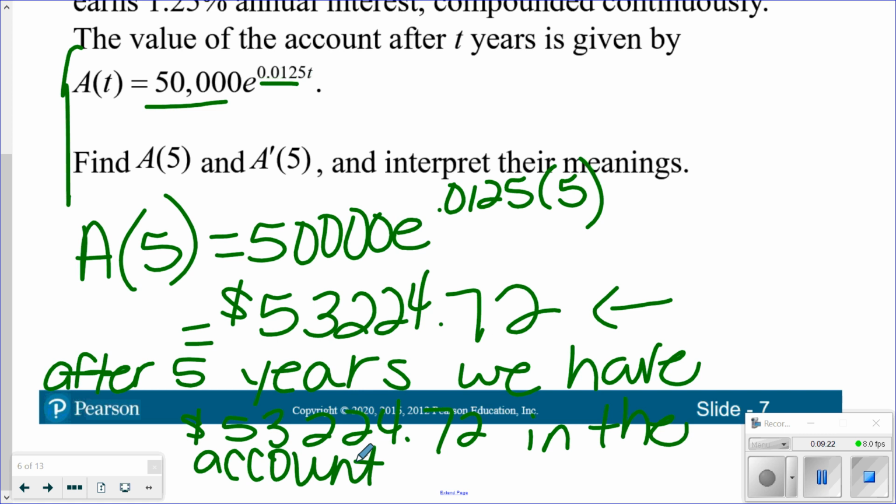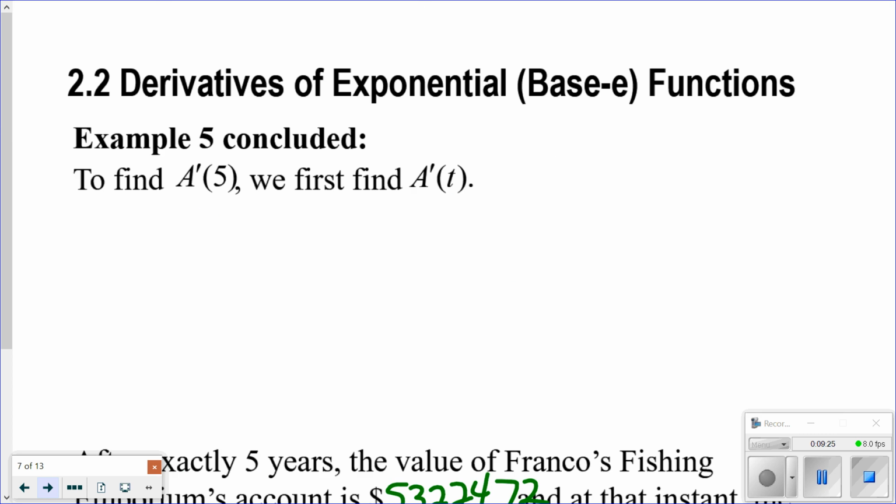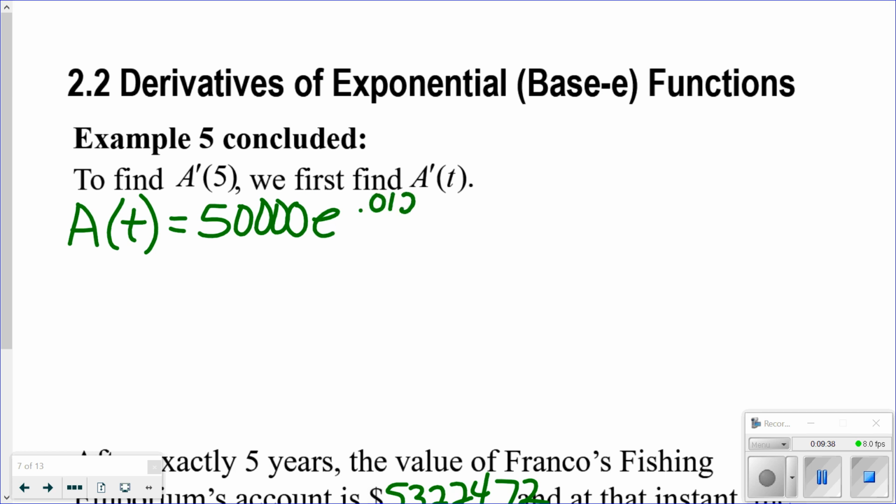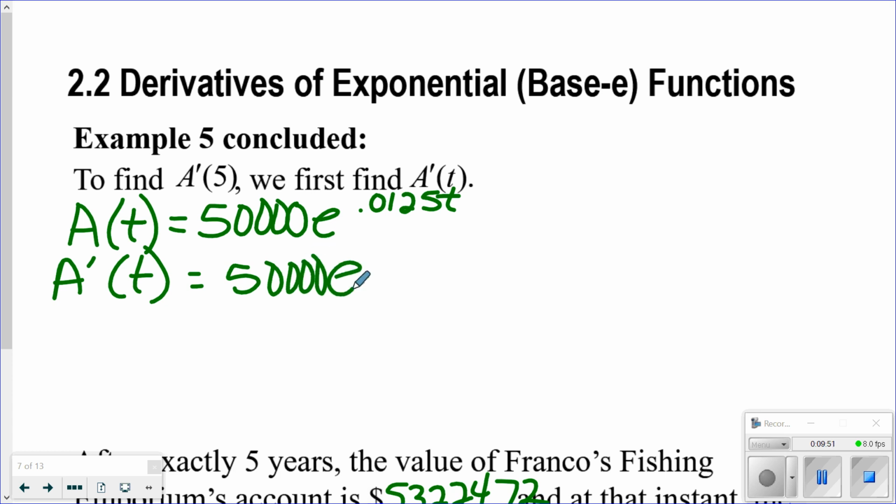Let's go and look at A prime. So for A prime, let's start with A of T, which was 50,000 e^(0.0125 t), and we need to take the derivative. So let's find A prime. Okay, so write it exactly as it appears, 50,000 e^(0.0125 t), and then take the derivative of that exponent.